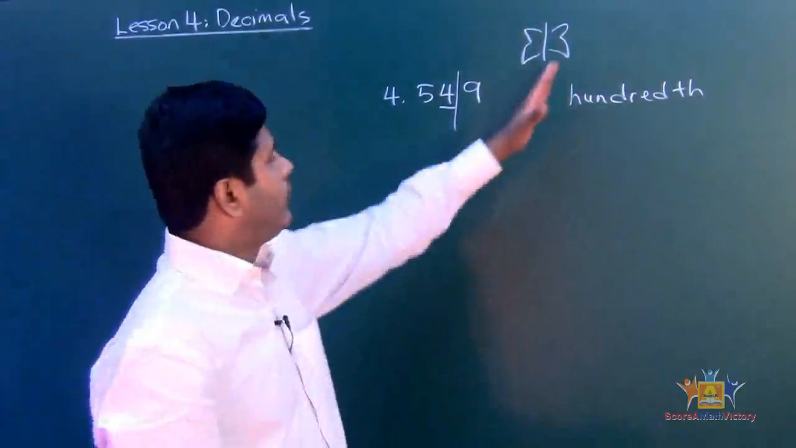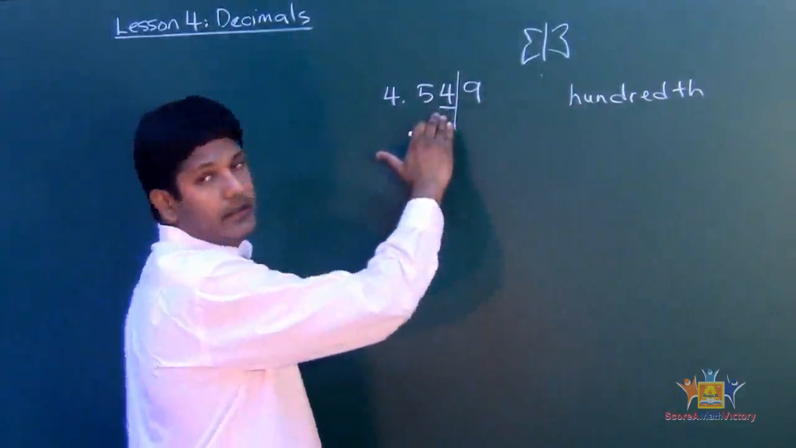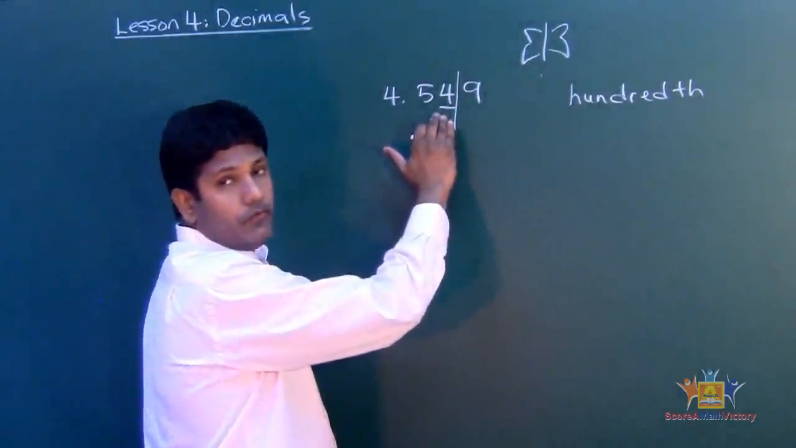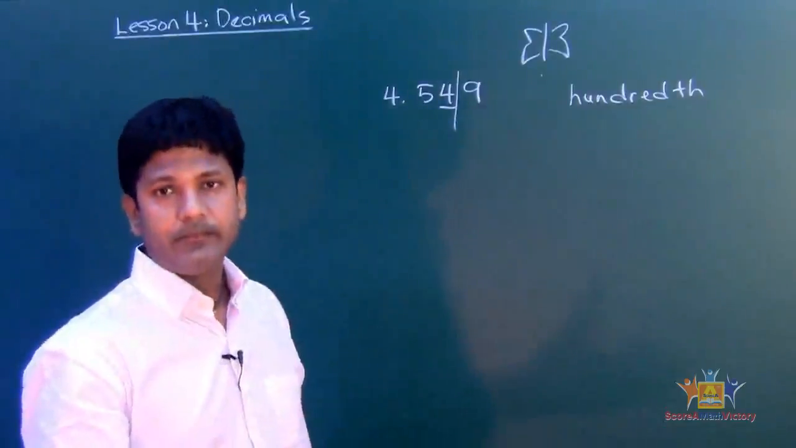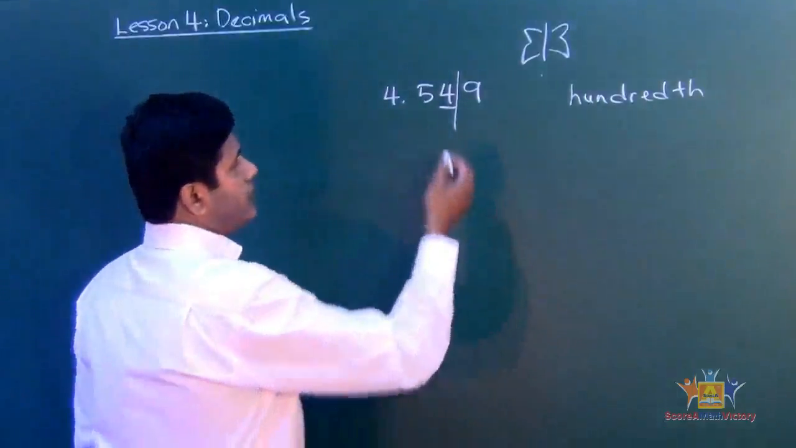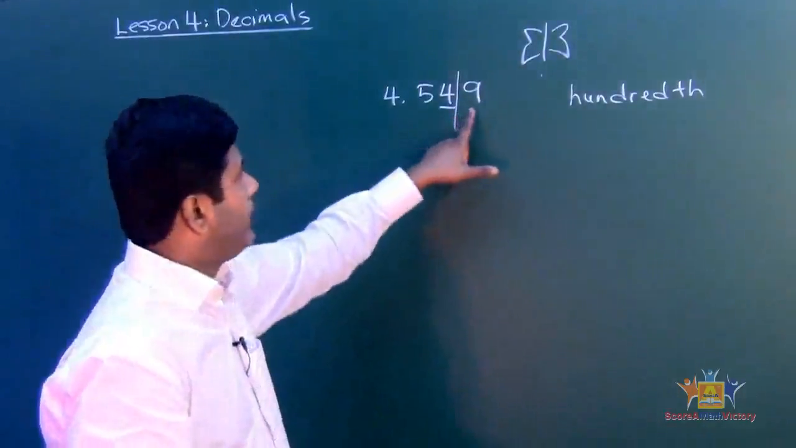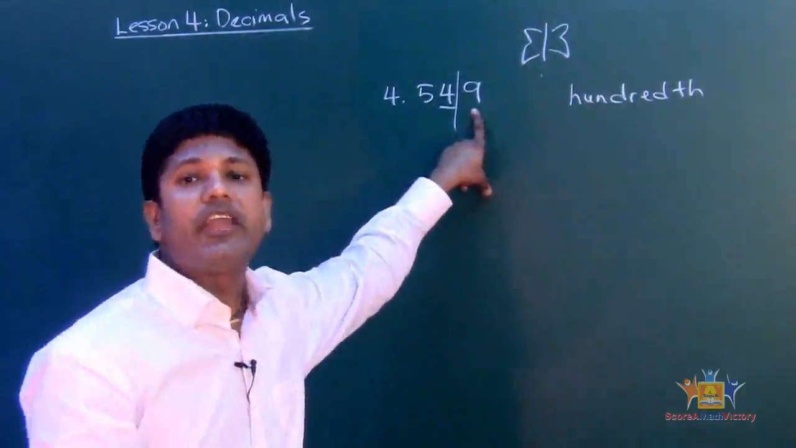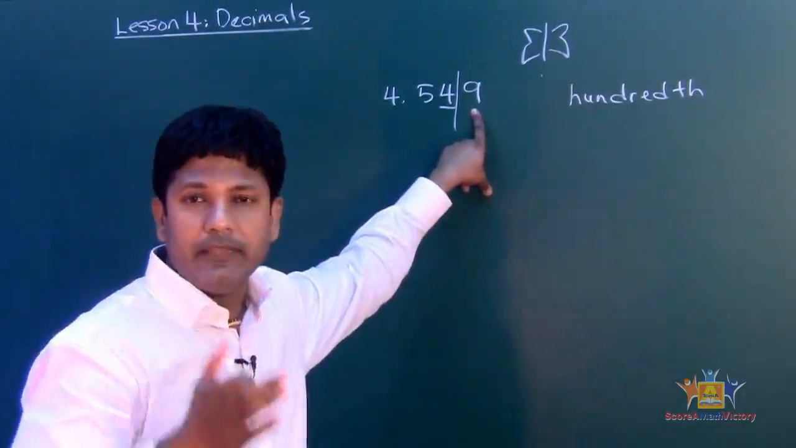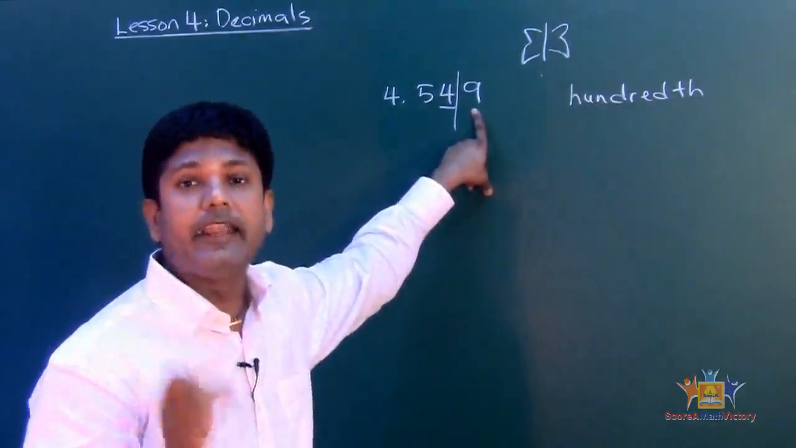Always the right wing decides whether you're going to add 1 to the left wing, or you're just going to leave it the way it is. That's what rounding off is. So how do we know when to add and when not to add? When the right wing is 5 or greater, then you add 1. If it's less than 5, you do not add anything, you just rewrite that number.